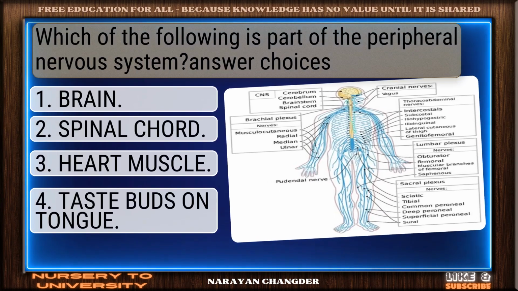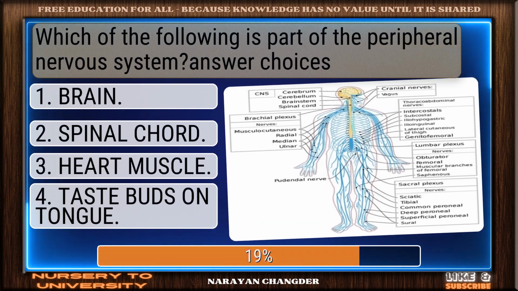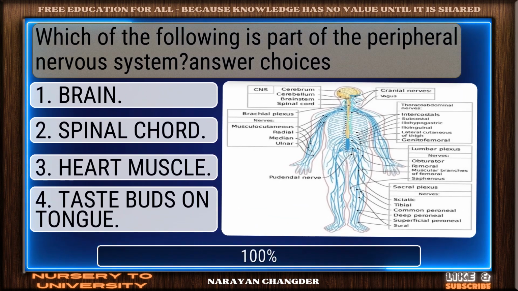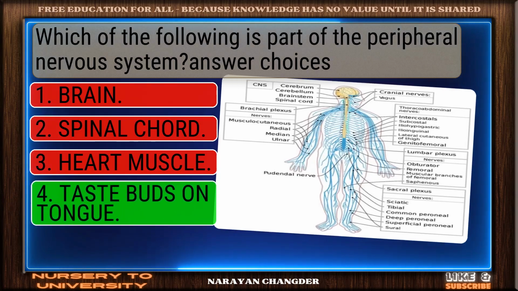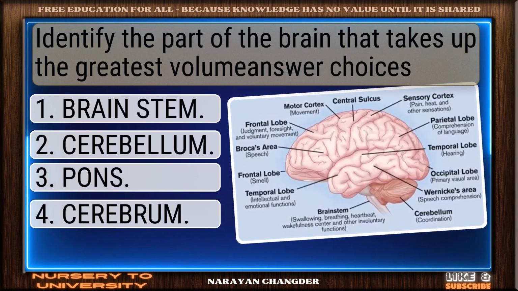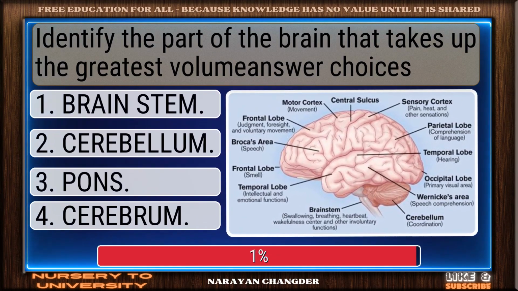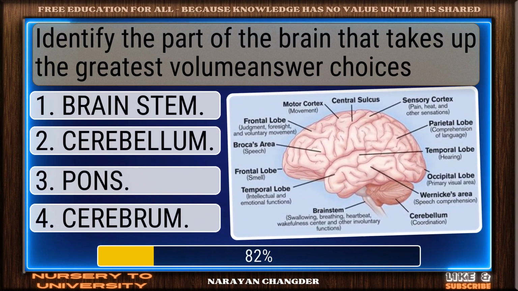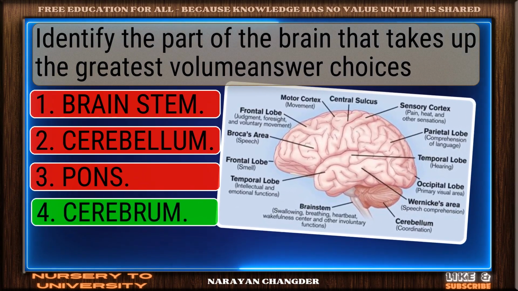Which of the following is part of the peripheral nervous system? Well done. Taste buds on tongue is right. Identify the part of the brain that takes up the greatest volume. Nice work. Cerebrum fits perfectly.